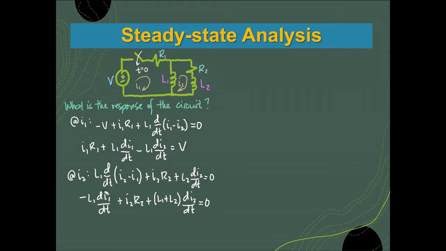You can also choose I2, but here it is sufficient to use I1. If you can get the behavior, the response of I1, then you can get I2, you can get VR1, VL1, everything, no? So our goal is to get I1 using the two simultaneous equations.